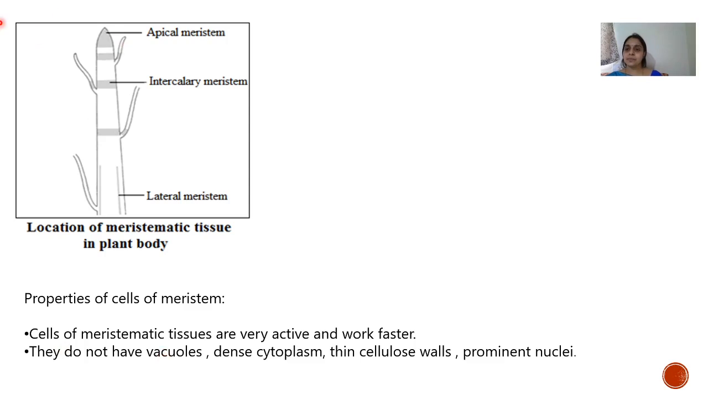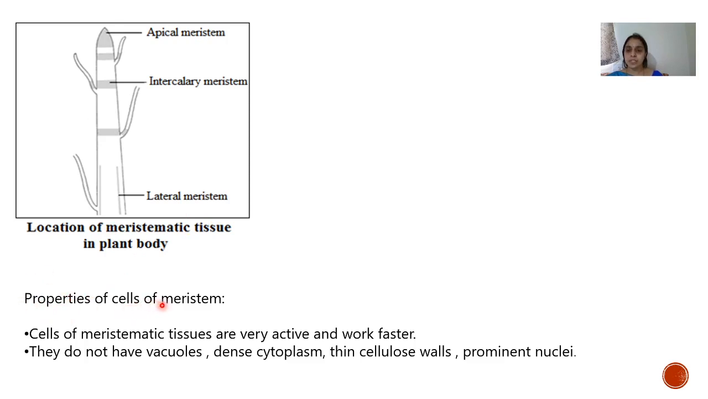Now, here is a diagram where you can see the position. This is the apical meristem at the tip, and this is lateral. And this is intercalary. It is in between the nodes, you can see. And this diagram is important. It is there in your text. Please follow that. You have to learn their positions, the different locations of meristematic tissue in the plant body.